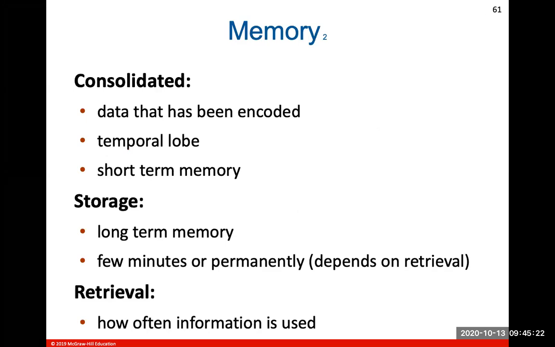Consolidated memory is data that has been encoded. It'll be located in the temporal lobe, and we call consolidated memory your short-term memory. Your storage memory is your long-term memory, and it will last for a few minutes or it will be there permanently, and it depends on the retrieval rate, about how quickly you take it out. Retrieval has to do with how often the information is used. So if you don't use the information stored, it will eventually be lost.